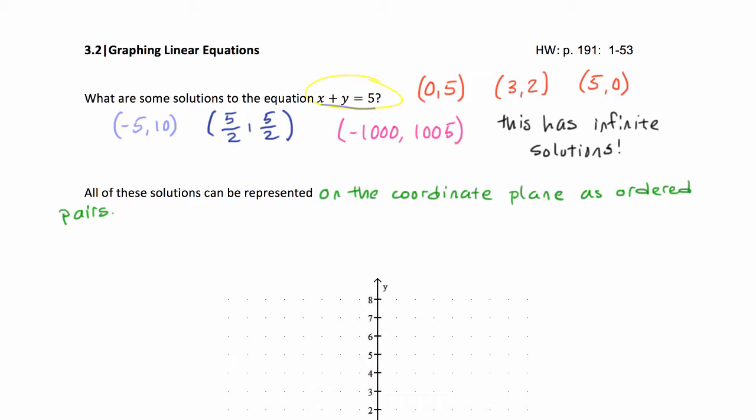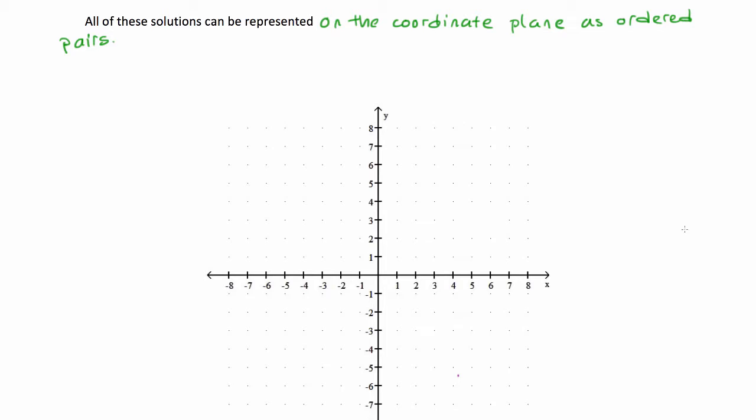So let's go down. I'm going to scroll down a little bit here. And what I'm going to do is just take some of those ordered pairs and graph them. So, for example, we had 0, 5: over 0, up 5. That lives right there. I have 3, 2: over 3, up 2. And you should be very comfortable plotting points like this after going through 3.1. Negative 5, 10, I'm going to be a little bit off my graph, but that's okay. Negative 5, positive 10, so somewhere right up around here.